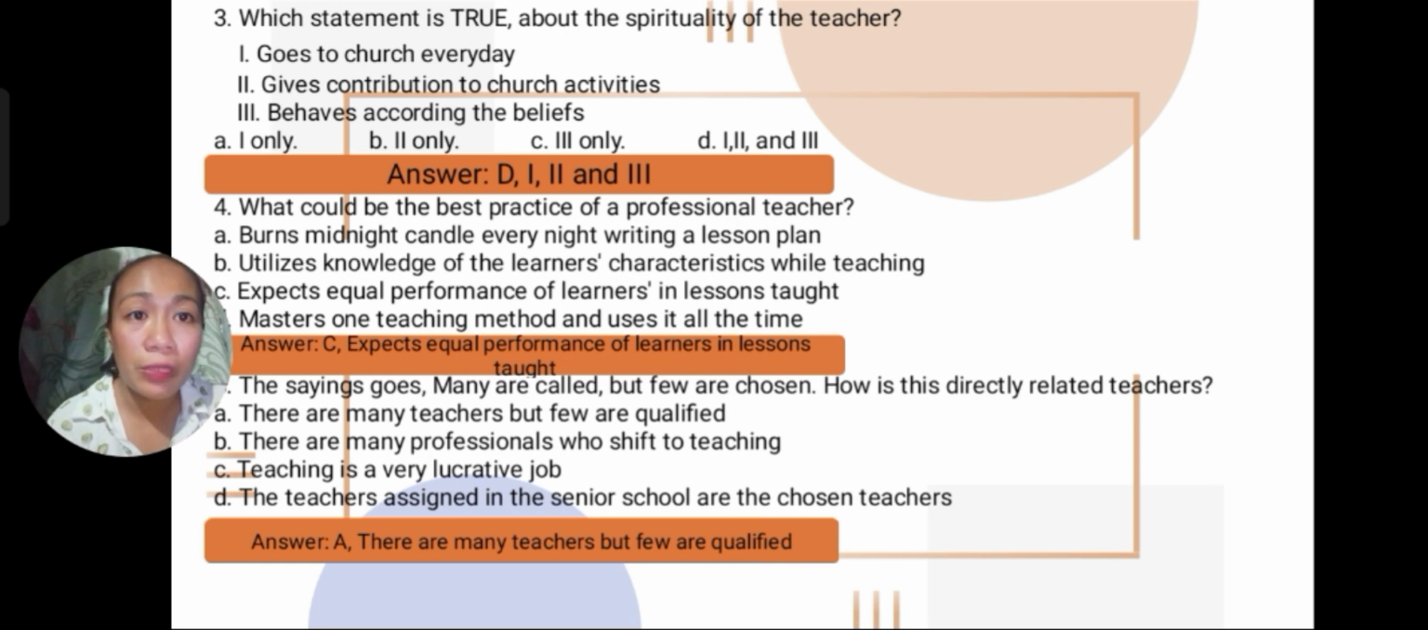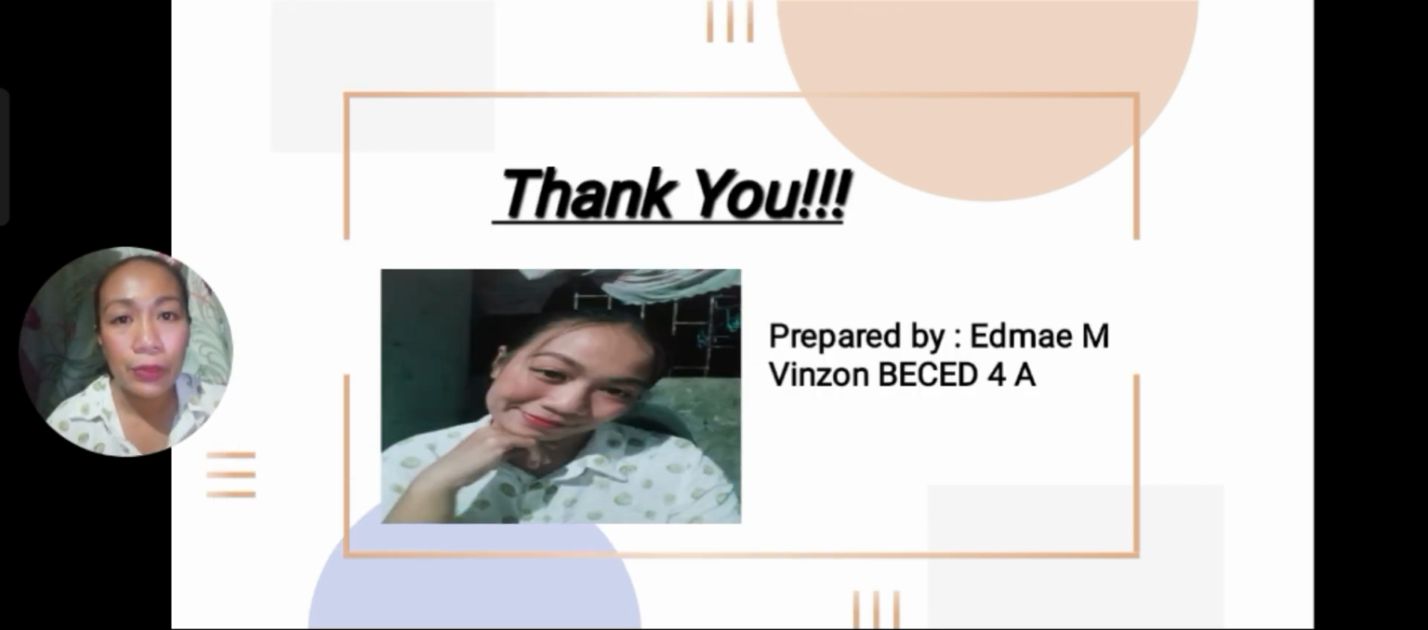Goes to church every day, gives contributions to church activities, and behaves according to the beliefs. Number four, what could be the best practice of professional teaching? The answer is letter C, expects equal performance of learners in lessons taught. And number five, the saying goes, many are called, but few are chosen. How is this directly related to teachers? The answer is A. There are many teachers, but few are qualified. This is the end. Thank you.